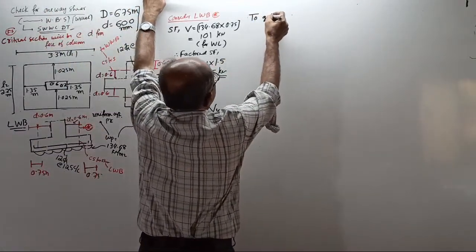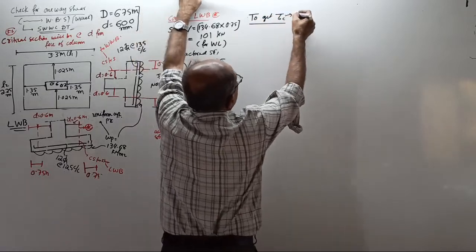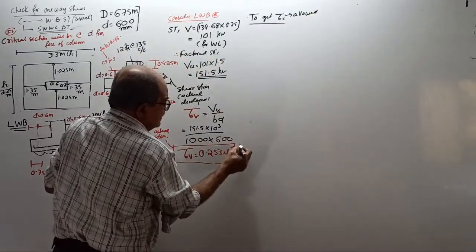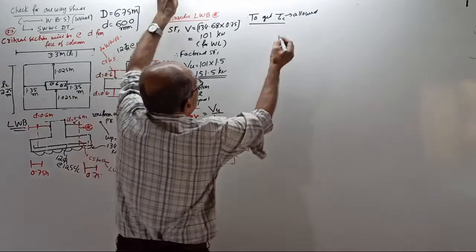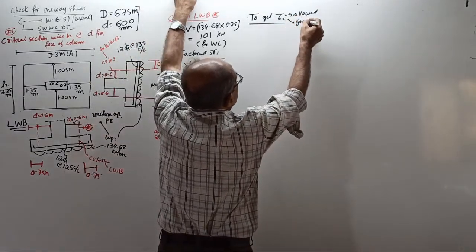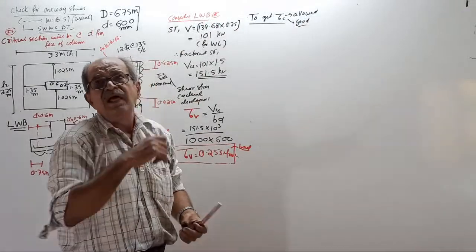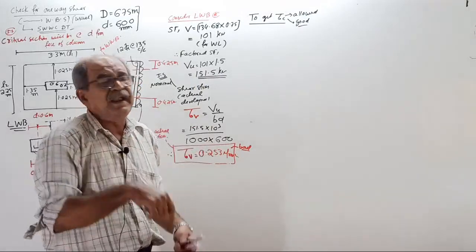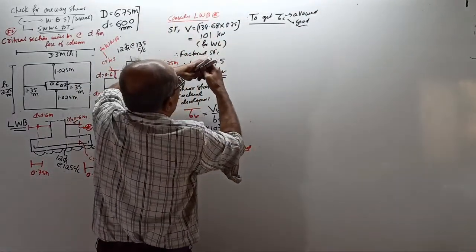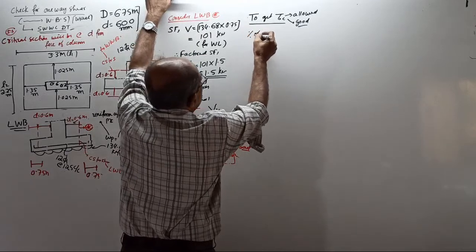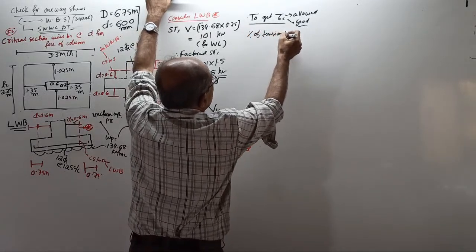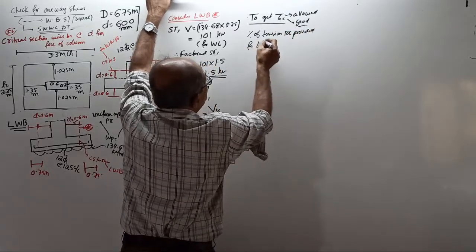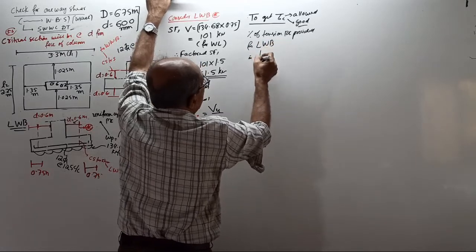To get tau C. Tau C means allowed shear stress. See, tau V is bad. Tau C is good. Tau V is like the bill, how much you have to pay. Tau C is like how much money you have in your pocket. Tell me, you need what? You need the percentage of tension reinforcement provided for lengthwise bending. That is PT provided.